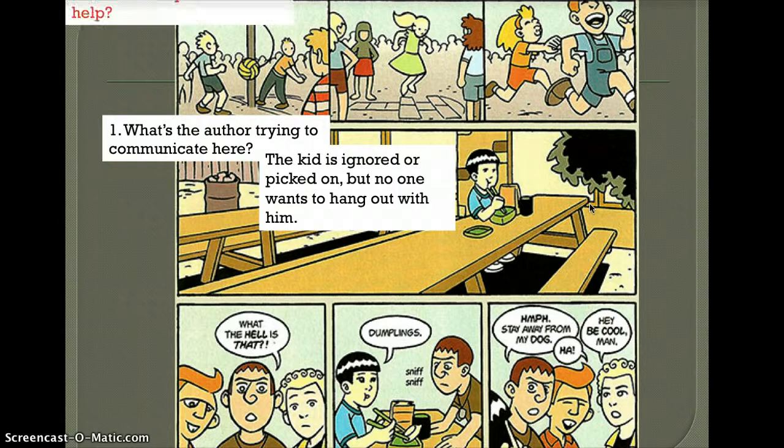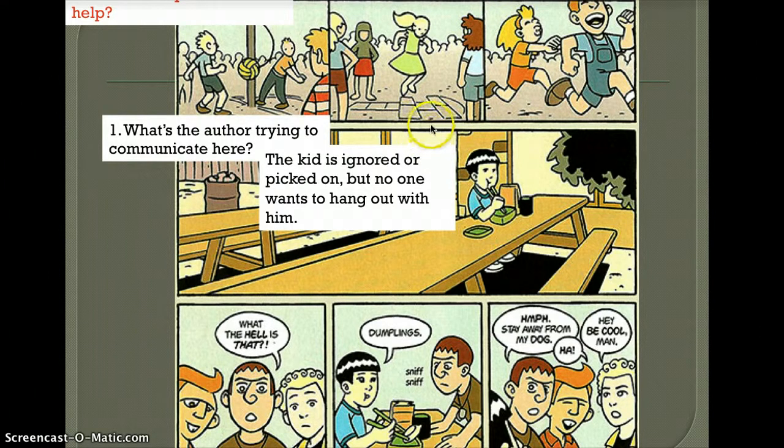The second question asks me, how do the panel sizes help? And unfortunately, you can't really see that on the screencast, but that's what it says up there. How do the panel sizes help? So when I look at the panel sizes, I'm going to look row by row. So the first row that I'm looking at, I see that here the panels are connected.